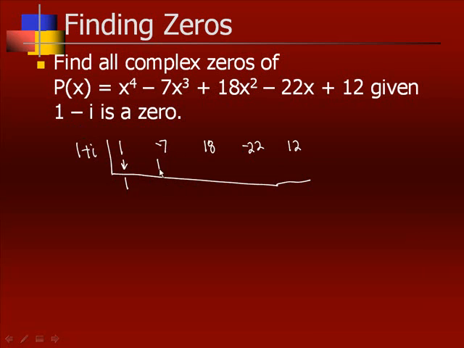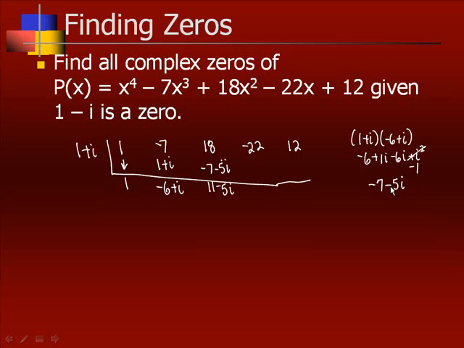So here we go. There's a 1, there's a 1 plus i, so that'd give us negative 6 plus i. Now if we multiply those two together, we're going to get 1 plus i times negative 6 plus i, which is negative 6 plus 1i minus 6i plus i squared. But that i squared is negative 1, so we get negative 7 minus 5i. If we combine like terms, we would get 11 minus 5i.